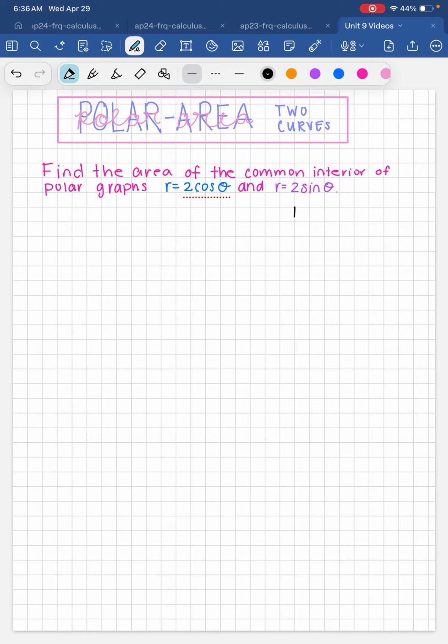On the AP exam, you're not going to be expected to draw these crazy polar curves, but you could be expected to know what these two curves look like. You have to know that 2 cosine theta is going to be symmetric about the x-axis, so we're going to jump out to a radius of 2. Let's see how I can draw it. I color coded it on this iPad. And then 2 sine theta is going to be symmetric about the y-axis.